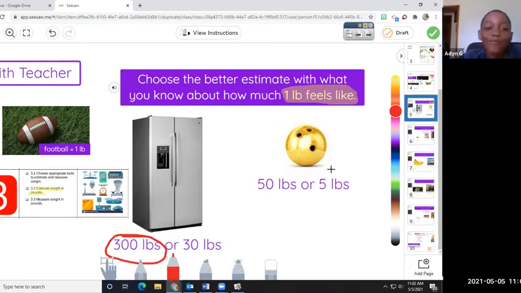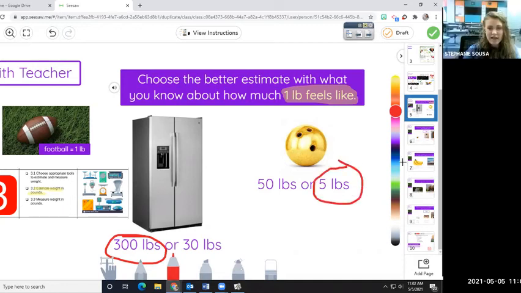I bowl with a 6-pound ball, so I would go with a 5. Listen to Aiden G's connection. He has gone bowling before, and the ball that he used was 6 pounds. So he estimated that it has to be closer to 5 than 50. He said, based on my past experience, I've done this before, and 5 is close to 6, so it's got to be that. Great estimation.